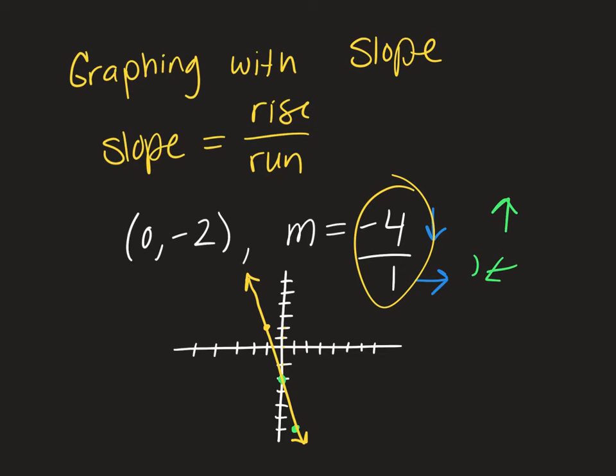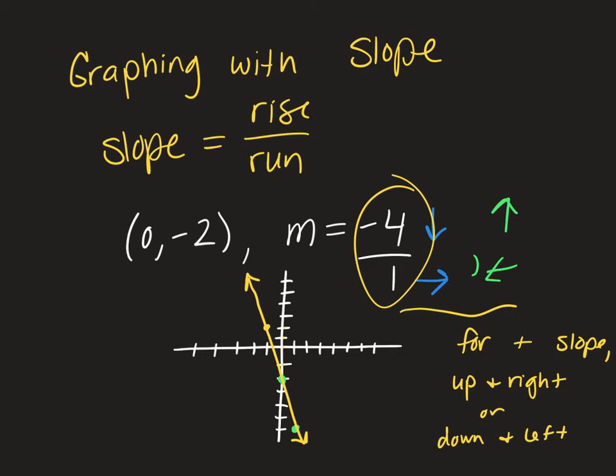All right, so does that make sense? Right, so then if our slope was positive, that means you would go up and right or down and left.